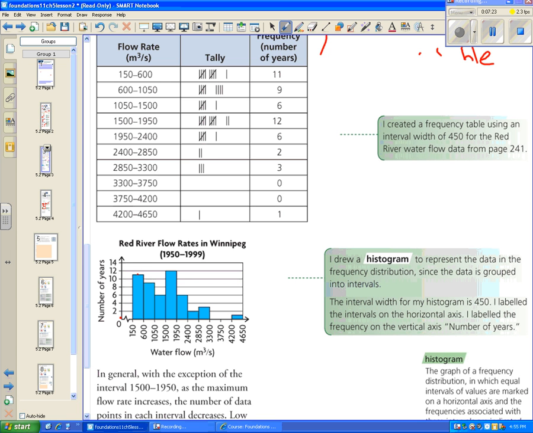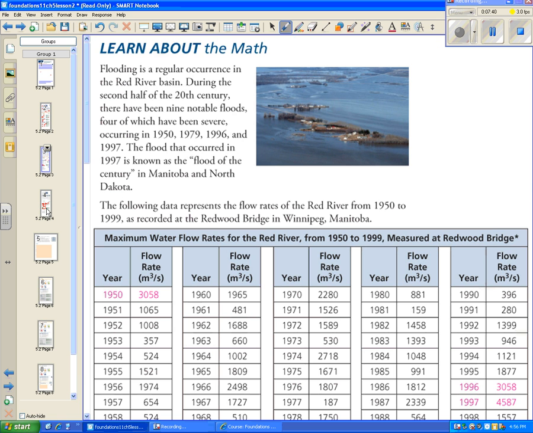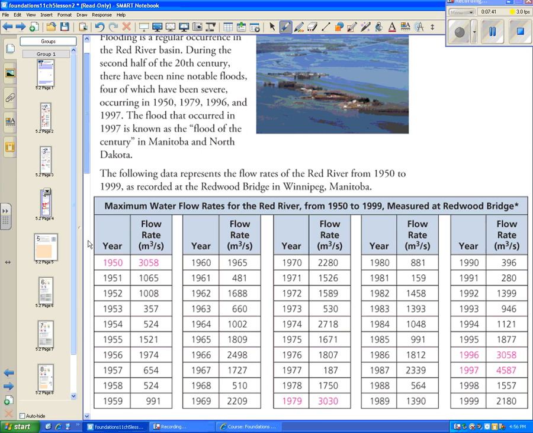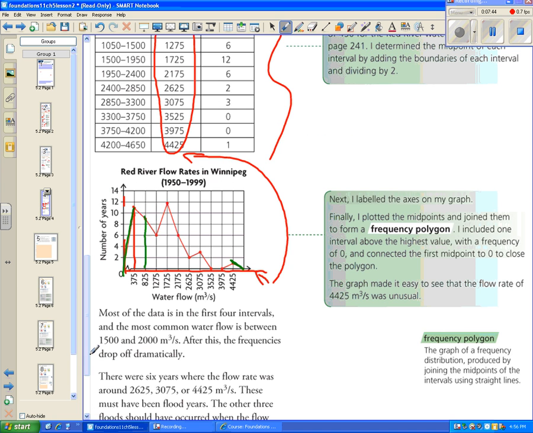So we take the midpoint of this bar, and this one, this one, this one, this one, this one, and this one, and we connect them together. This gives us the same shape of the frequency polygon as we got here.